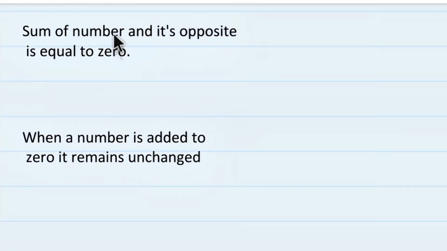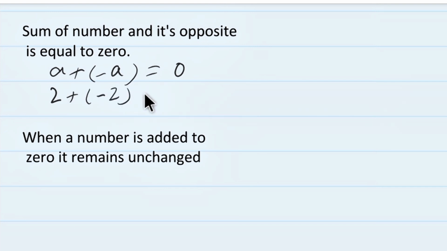The sum of a number and its opposite is always equal to 0. For example, if a is a number, when we add the opposite of this number, that is minus a, it will result in 0. For example, 2 plus, what would be the opposite of 2? It would be minus 2. So 2 plus minus 2 is always equal to 0. Or what is the opposite of minus 10? It would be 10. So when we add the opposite of minus 10, it will result in 0. So the sum of opposites of any two numbers results in 0.